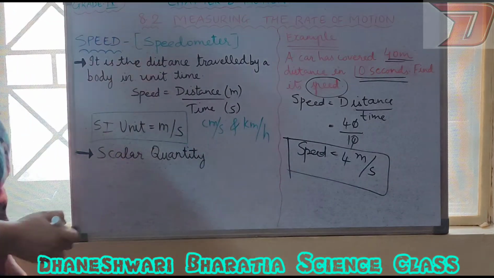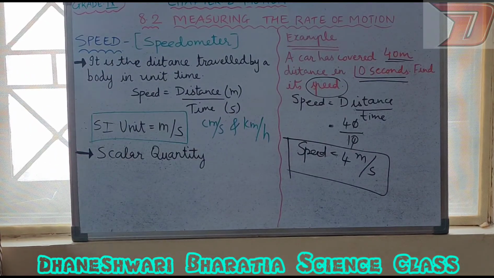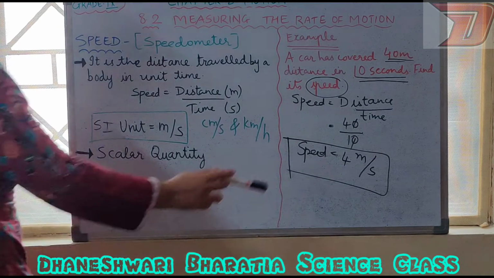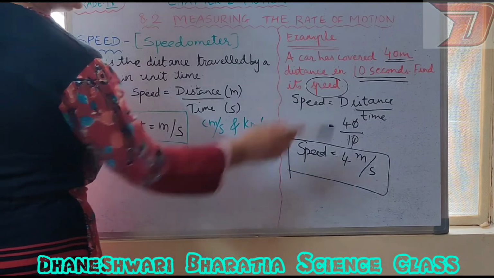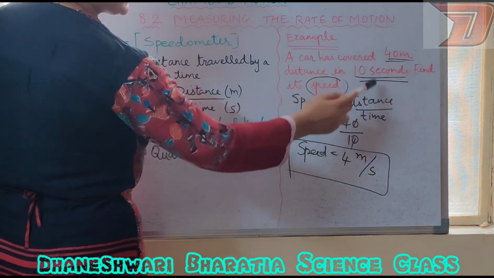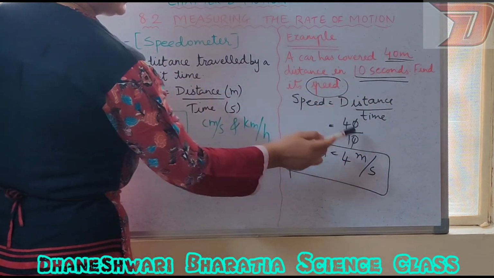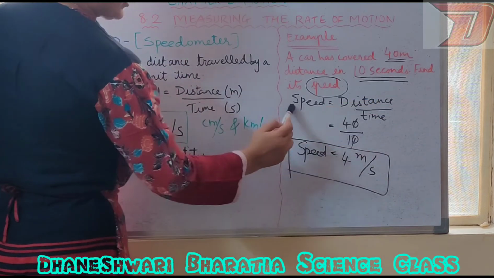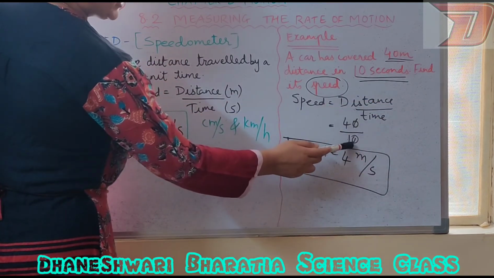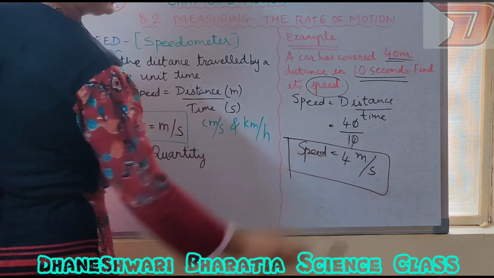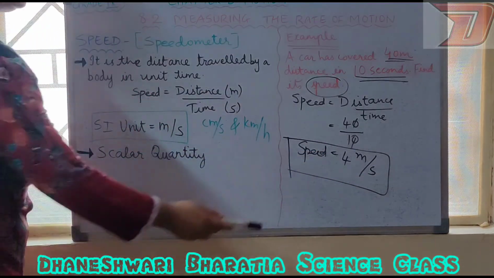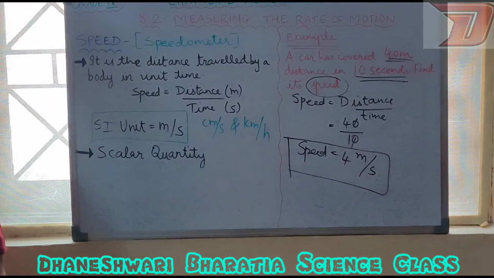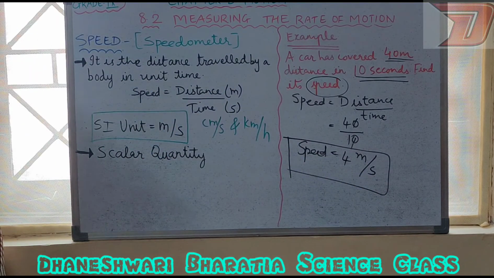Is this clear, how to find the speed if any such question is asked? You need to note down the terms which are given. Here I don't have enough space, so I have not noted it down. You need to note down what is given: distance is equal to 40 meter and time is equal to 10 seconds. Then write the formula, substitute the values in the formula and then simplify it. And at the end when you write the answer, do not forget to mention the unit, otherwise your mark will be deducted.